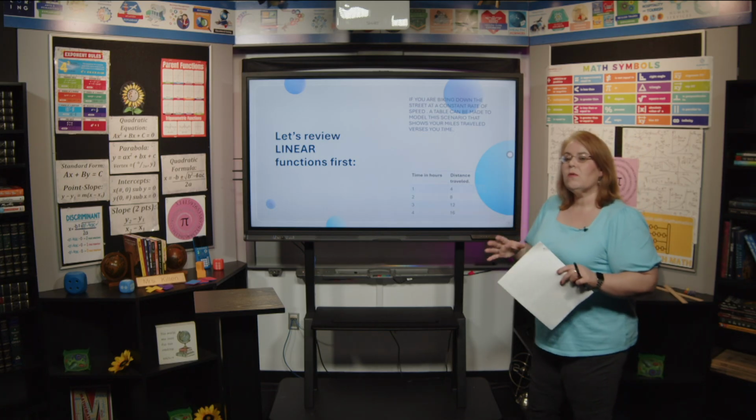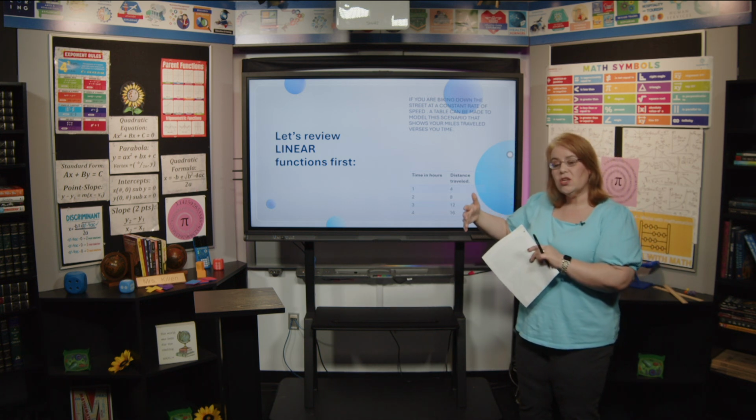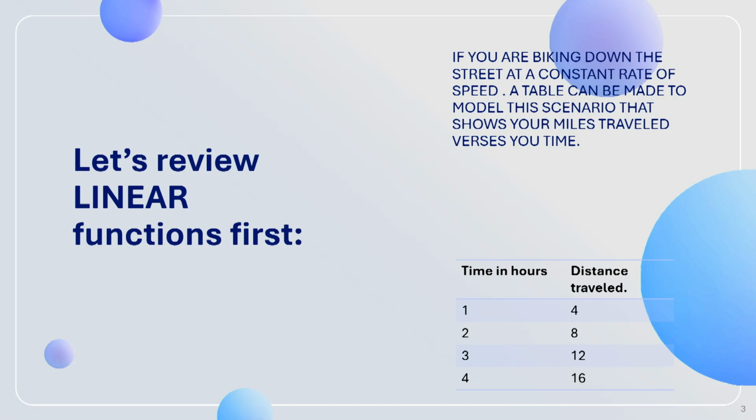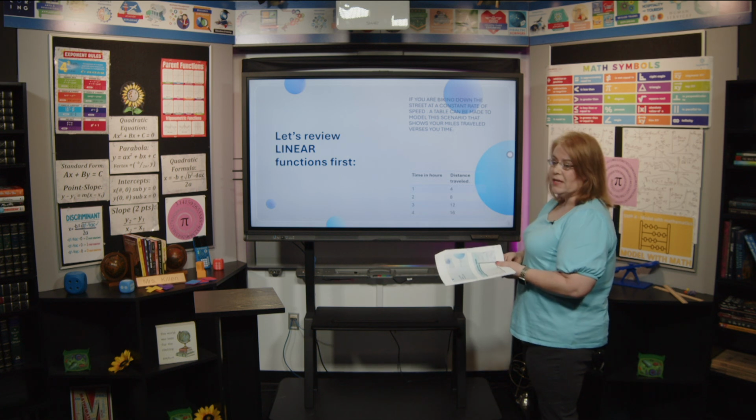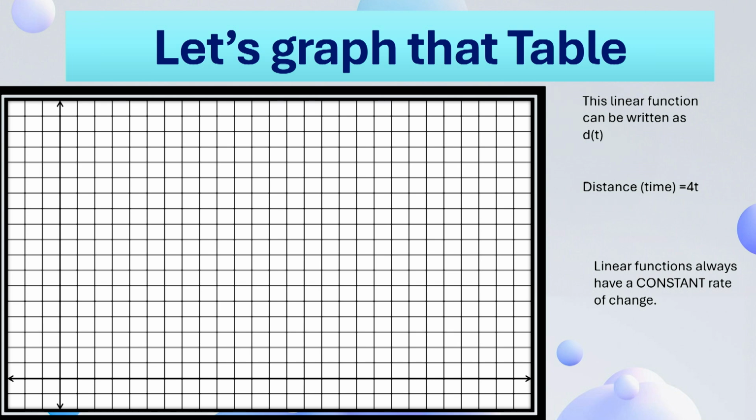The first thing I want to do is review some linear functions. I want to make sure that we remember what we've learned, so when we get into those quadratics, it's not a lot of, well, I don't remember, or what's she talking about. So let's look at this. It says, let's review linear functions first. If you are biking down the street at a constant rate of speed, a table can be made to model this scenario that shows your miles traveled versus your time. So we have time in hours, which would be our input, and then we have distance traveled, which would be our output. If I wanted to graph this, let's go ahead and graph this.